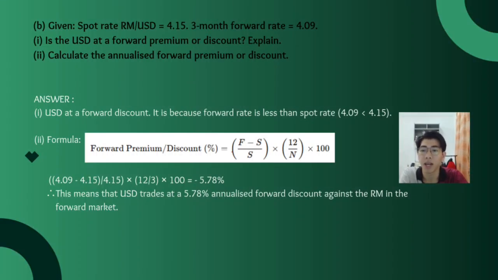Roman 1, USD is at a forward discount because the forward rate is less than the spot rate. Roman 2, formula: forward premium or discount equals 4.09 minus 4.15 over 4.15 times 12 over 3 times 100, equal to negative 5.78%. This means that USD trades at a 5.78% annualized forward discount against the RM in the forward market.